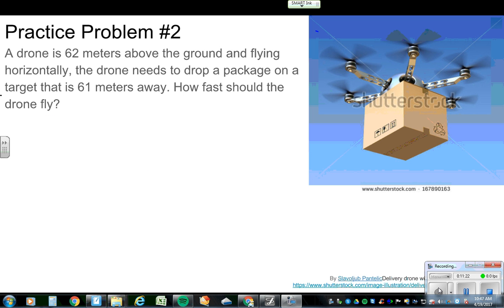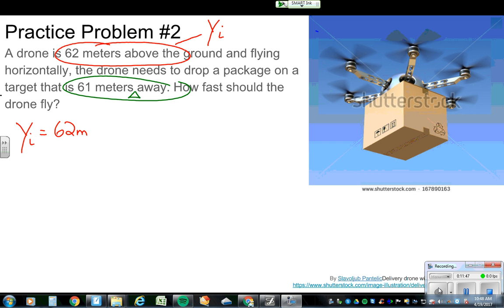Our next problem reads, a drone is 62 meters above the ground and flying horizontally. So this 62 meters above the ground, that's my initial position. I start out here, my yi is 62 meters above the ground. The drone needs to drop a package on a target that is 61 meters away. That is my horizontal distance. So that means my target where I want my package to land is change in x, or 61 meters away.